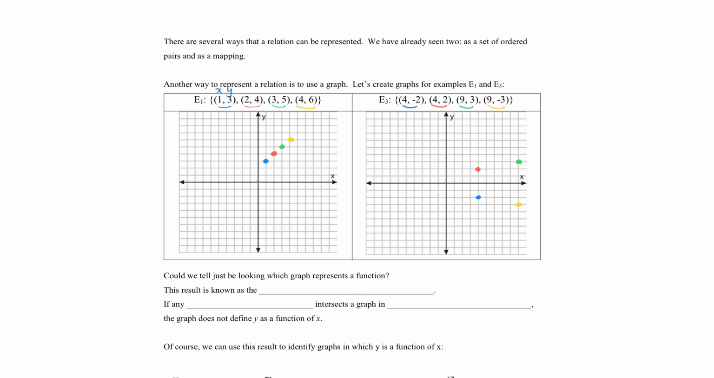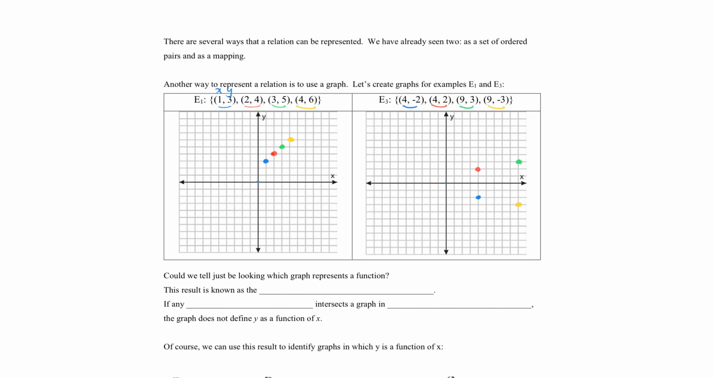So my question to you is, can you tell just by looking at the 2 graphs, if I didn't already know that this one was a function and this one was not, would I be able to look at this graph and determine which one represents y as a function of x? I think I could, right? And if I looked at this point and I drew a vertical line through it, I'm not going to hit any other points on that graph, right? This means that this x value, 1, is paired with 3 and only 3.